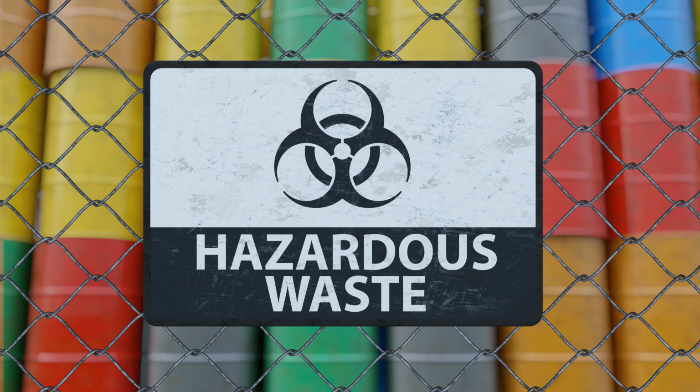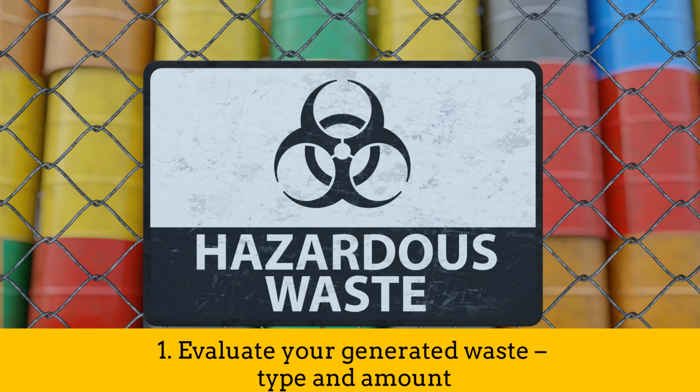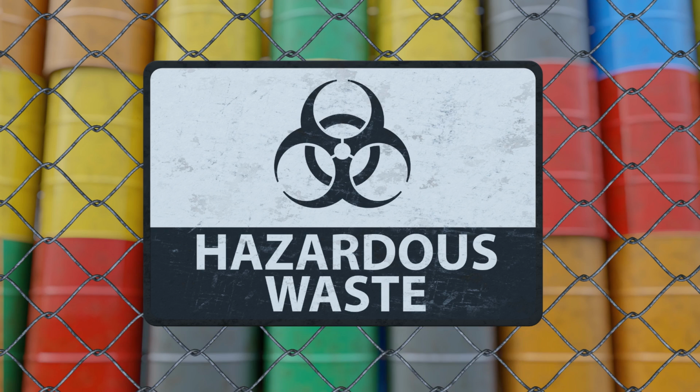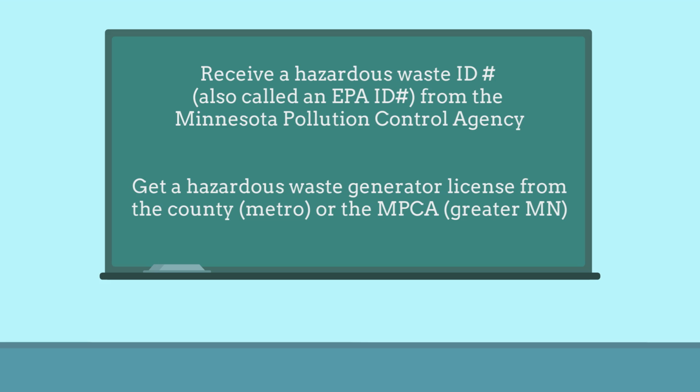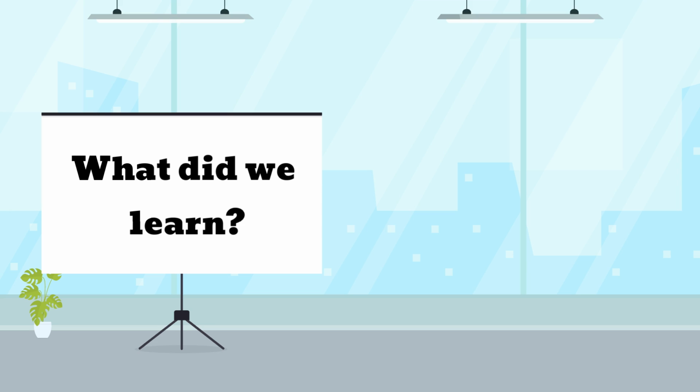To dispose of hazardous waste safely and legally, follow these steps. Evaluate your generated waste, particularly the type and amount. Use this evaluation to determine your generator size. Receive a Hazardous Waste ID number, also called an EPA ID number, from the Minnesota Pollution Control Agency. Get a hazardous waste generator license from the county if you're in the metro area or from the MPCA in Greater Minnesota. Self-transport or ship waste to a permitted hazardous waste treatment facility or treat waste at your facility, depending on your hazardous waste generator size.